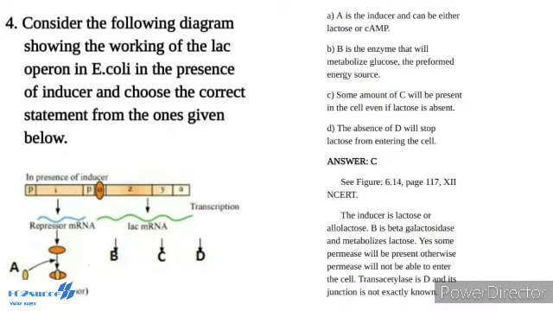Question number 4. Consider the following diagram showing the working of the lac operon in Escherichia coli in the presence of inducer and choose the correct statement from the ones given below. Shown in the diagram, the lac operon. The lac operon was discovered as a result of a close association between a geneticist Francois Jacob and a biochemist Jacques Monod. They were the first to describe a transcriptionally regulated system.